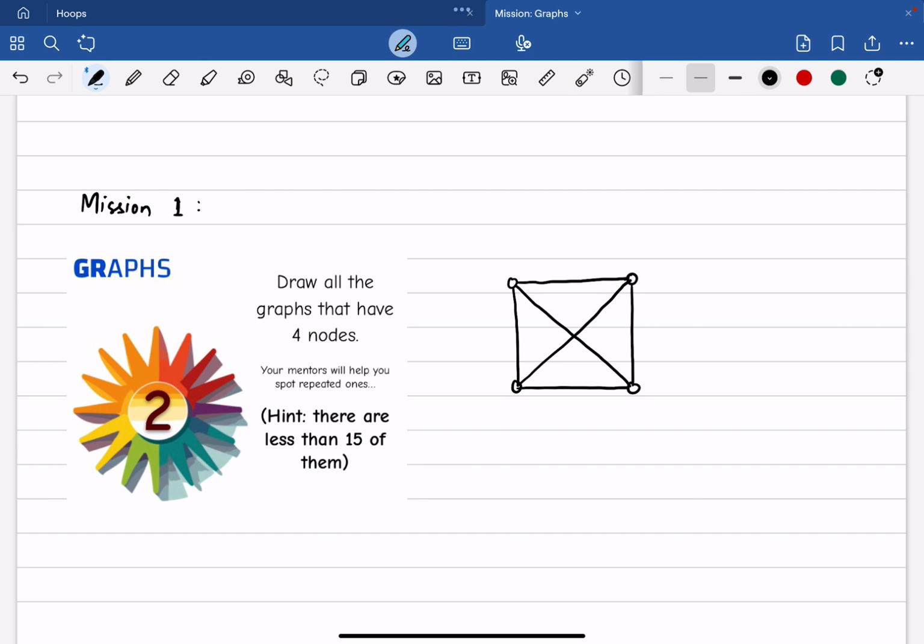And now you see that there are no more edges I can add because all pairs of nodes are already connected. So let's see how many edges I've added. 1, 2, 3, 4, 5, and 6. So we know now that a 4 node graph can have a maximum of 6 edges. And that makes our task a little easier because now we can divide all possible 4 node graphs in terms of the number of edges.